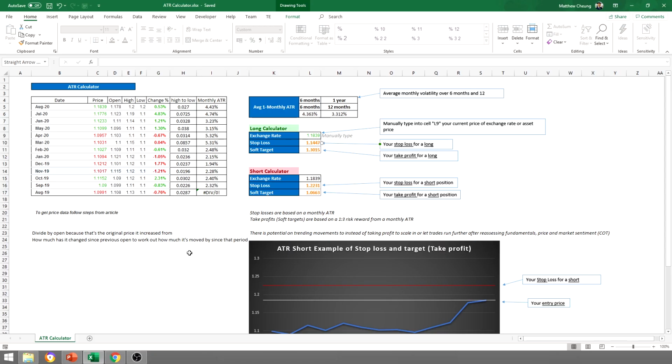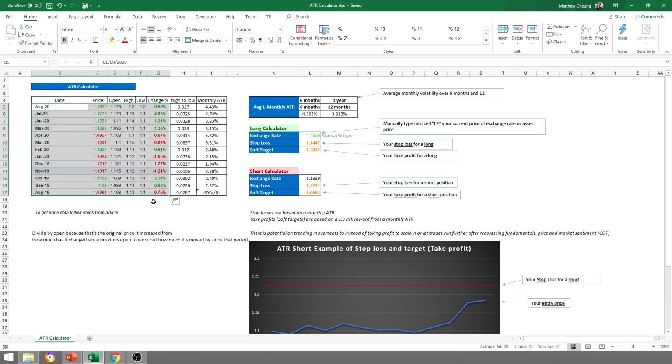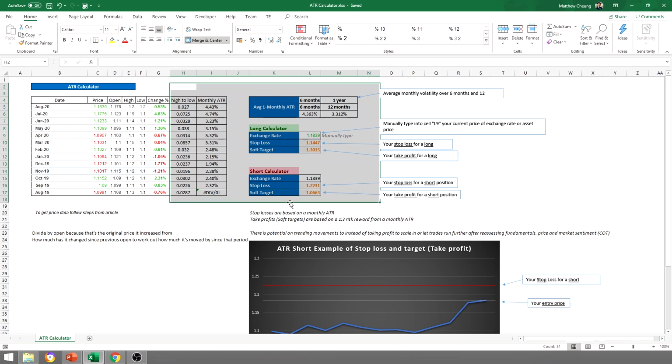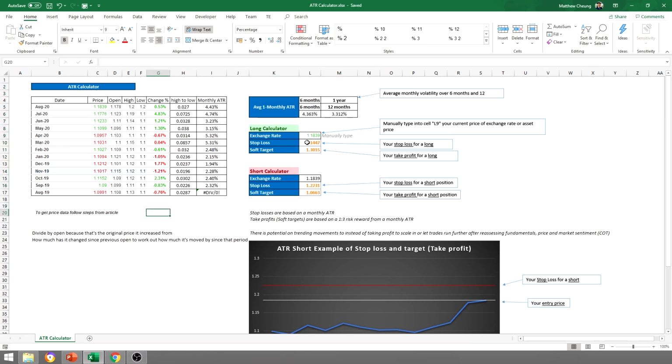So here's the calculator. Here's exactly what the ATR calculator looks like. Again, this is the section that we're going to copy and paste. Very easy. Just get the last 12 months of data from investing.com, paste it in, and then everything else will automatically populate over here. Then the only thing you need to do is type in whatever exchange rate you want to put in here. In this case, it was 1.1839 as the example, because that's the price over here. Then it'll automatically calculate your stop loss, which is 1.14, and a soft target of 1.3.